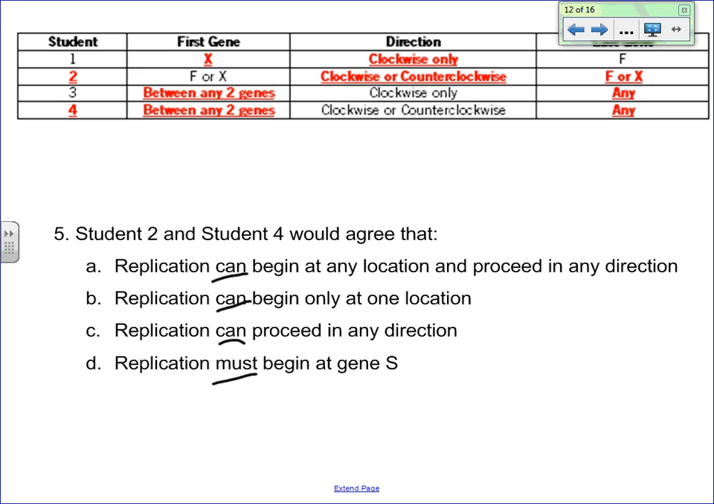Nice. All right. In a question like this, with a nice table like this, it's easy. You just try to look for, is there anything the same? All right. Clockwise and counterclockwise, clockwise and counterclockwise. So C would be there.